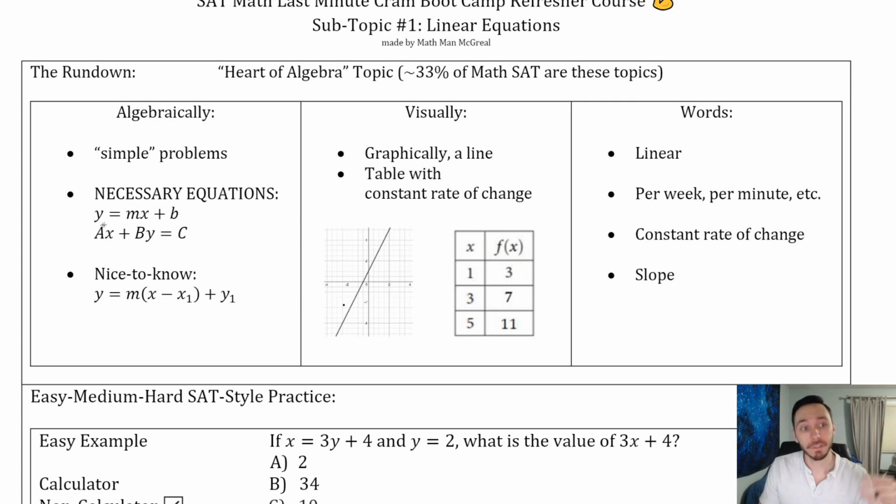Some necessary equations: you need to know slope, intercept, and standard form. Point-slope, I don't think you need to know it, but it's nice to know. You guys can see my cursor, right?